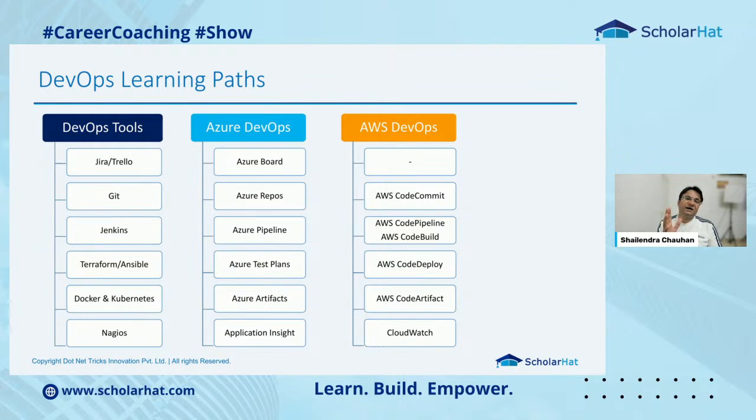But if you want to stick with Azure-based tools, Azure has Azure Boards for planning, Azure Repos for code management, Azure Pipelines for build management and release management, Azure Artifacts, and Application Insights. In AWS also, we have the alternatives: AWS CodeCommit, AWS CodePipeline, AWS CodeBuild, AWS CodeDeploy, AWS CodeArtifact, and CloudWatch. So these are specific to that platform. On the Azure side, we have AKS, which is not mentioned in this picture.